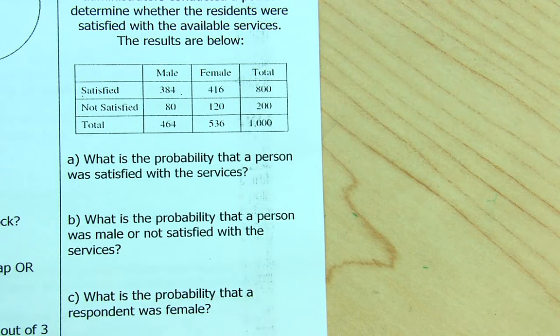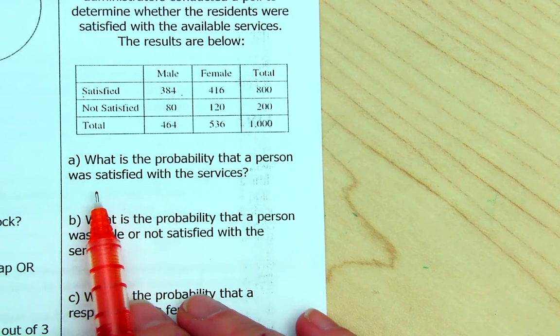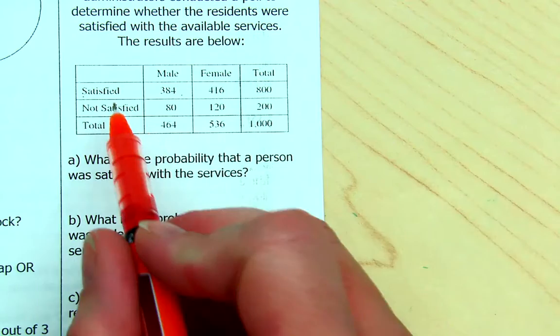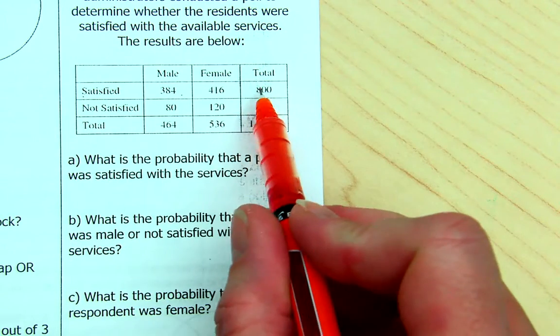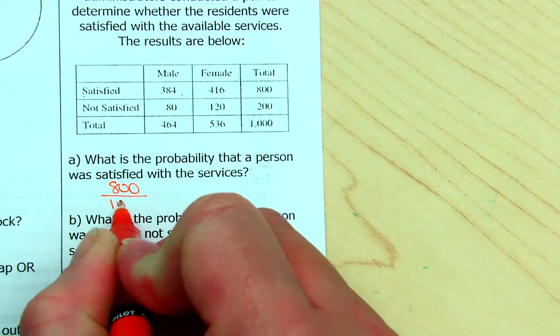Over here on this other side, contingency tables, we did these earlier this year. Was the probability that a person was satisfied with the services, so we look at the satisfied and the total there over the total number of people. So 800 over 1,000.